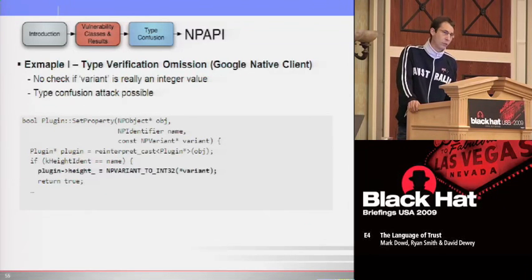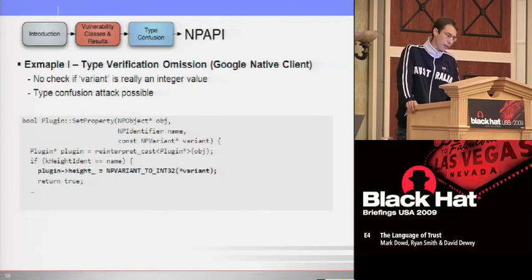This is actually an example from Google's Native Client. It's a browser plugin that they made. I actually participated in a contest to find vulnerabilities in this product and won. And this is one of the vulnerabilities that I found, where basically when you were setting properties for a couple of the objects, you can see here you've got the SetProperty method, and if the property that you're going to set is a height value, you can see that they access the variant as if it's an integer, but they don't actually check if it is or not.